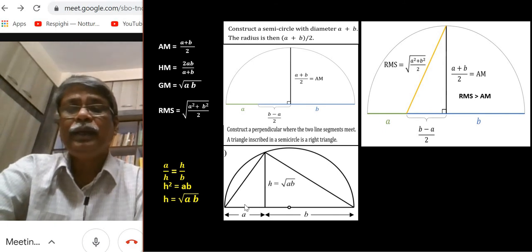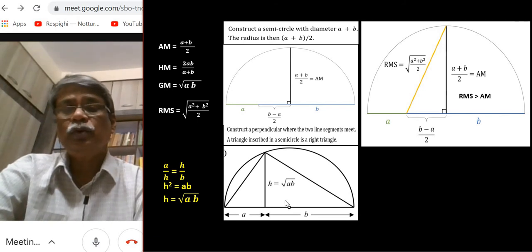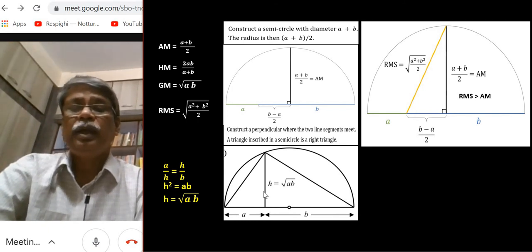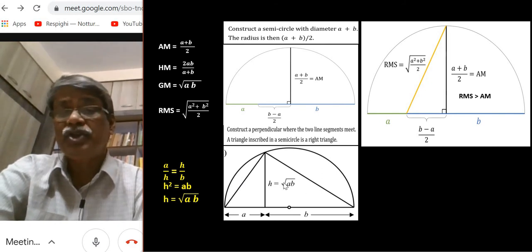And here A by H, so that means A is the perpendicular and H is the base of this triangle. So A by H should equal H by B, that is the perpendicular by base. So A by H equals H by B, and from here we get H square equal to AB. So H is root over AB. So the drawing is deliberate enough to get the GM through this length H.